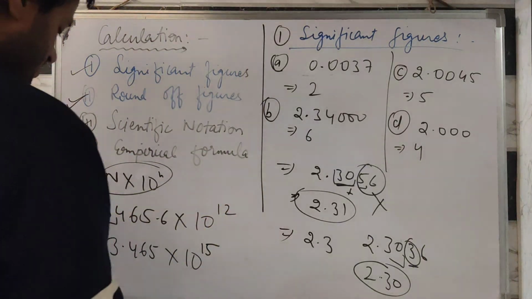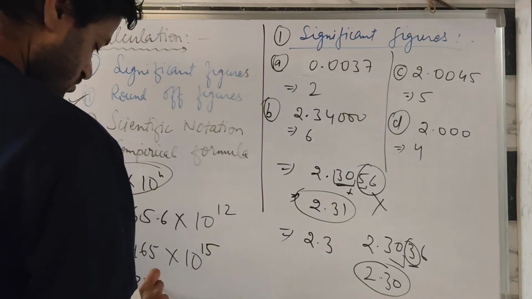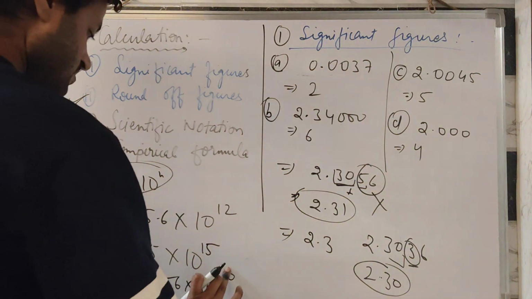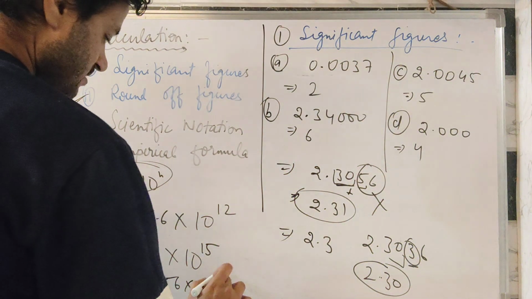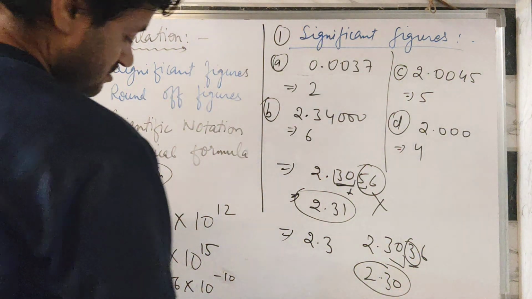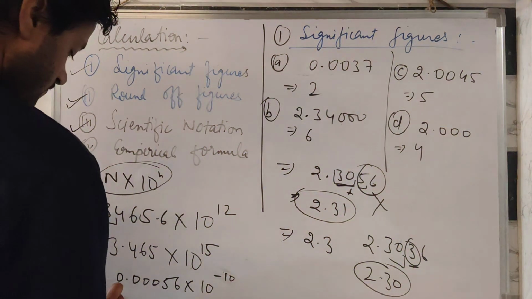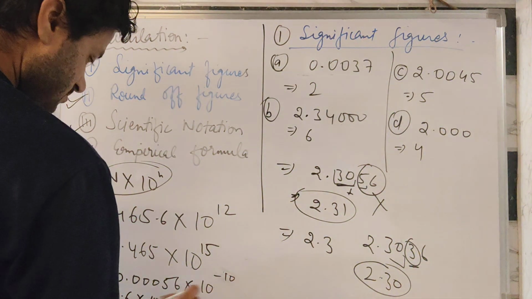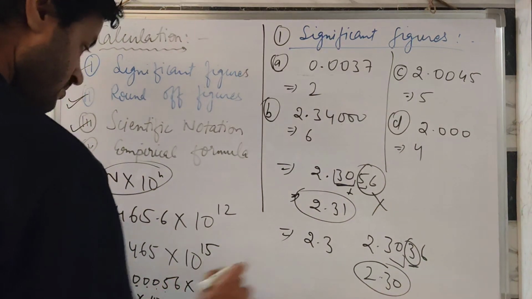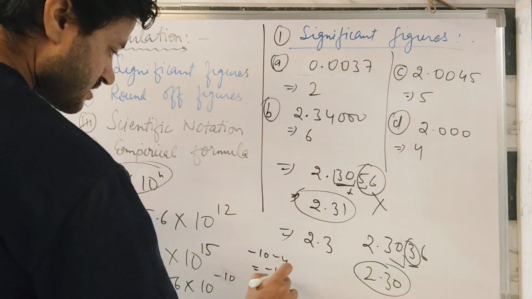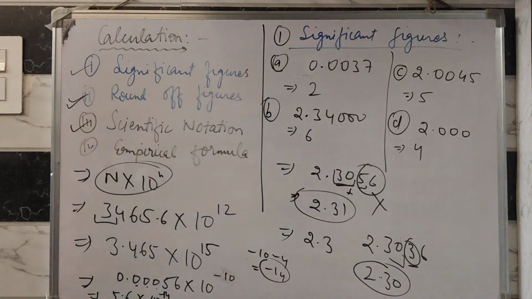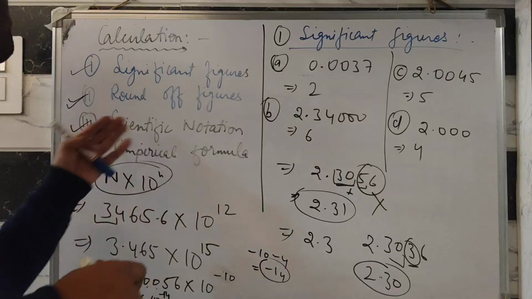And if a number is written like this, 0.00056 into 10 to the power minus 10, how can this number be written? This number will be written like this: 5.6 into 10 to the power, how many terms? 1, 2, 3, 4. So adding 4 minus terms, minus 10 minus 4 is minus 14. So minus 14 will be raised as its power and written like this. In this form you can calculate the scientific notation.